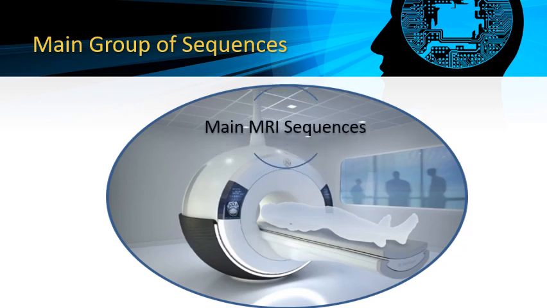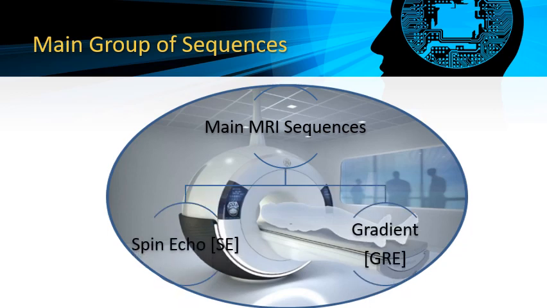The first family, or the first large group, is called spin echo sequence, and the second family, or the second group, is called gradient sequence. Generally speaking, spin echo has the advantage of higher resolution, but it takes longer, so it is a long scan. Gradient sequence has a lower resolution, but it is a faster scan.